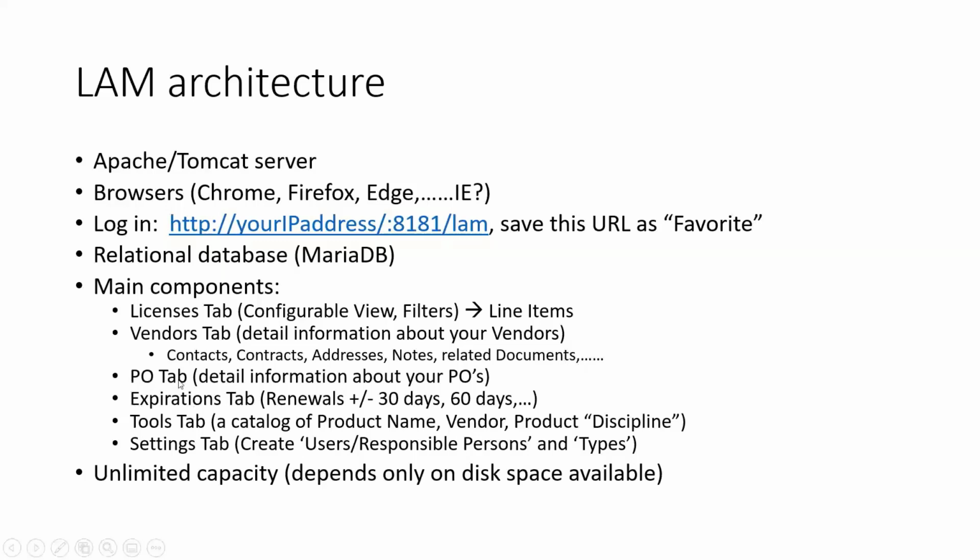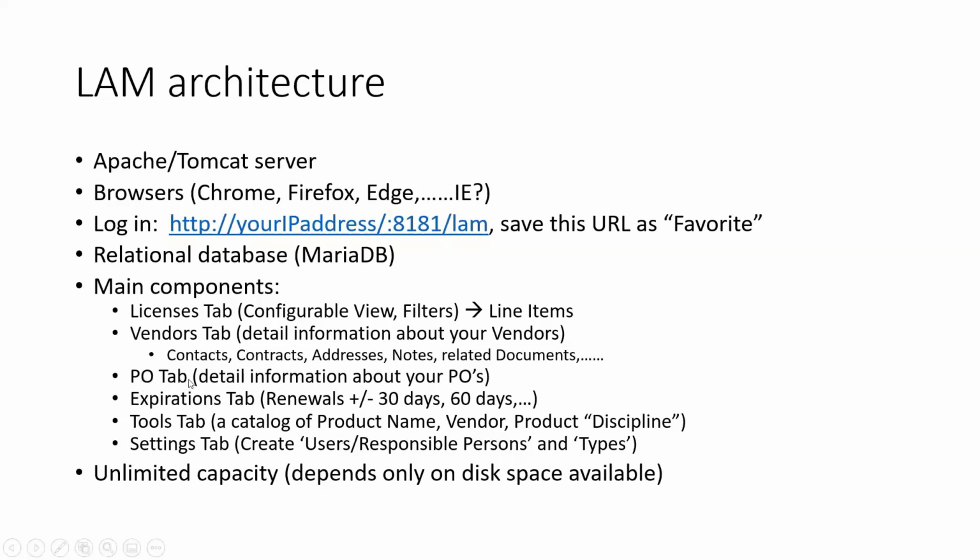Then there's the PO tab. This is a list of all the different POs, who the vendor is, the PO number, and the requisition number. But if you click on a PO number, it'll give you detailed information about that PO. And we'll talk more about that in a minute.